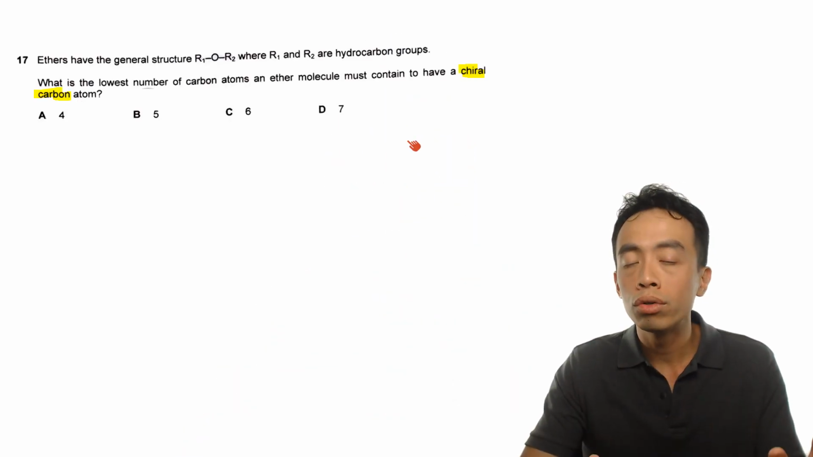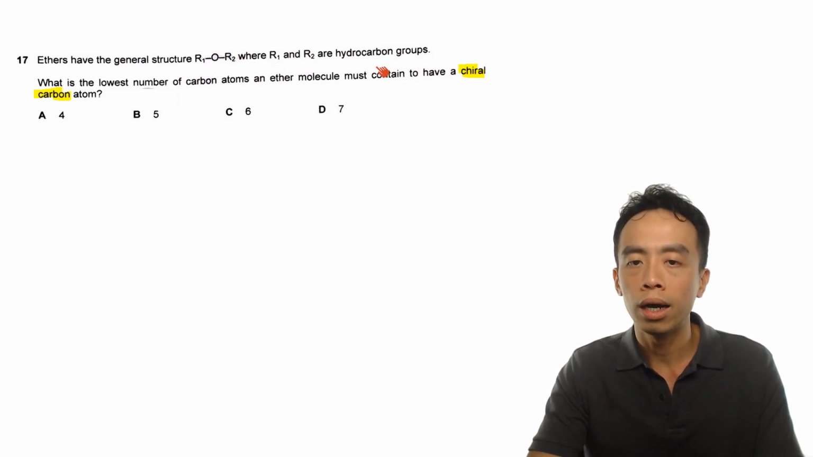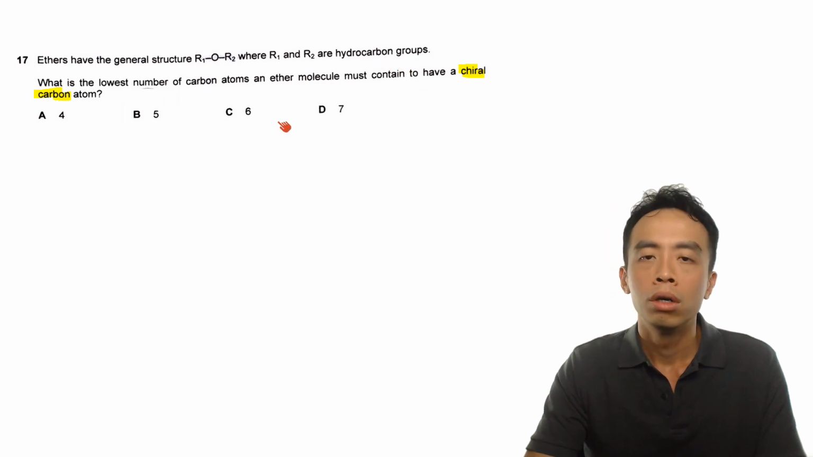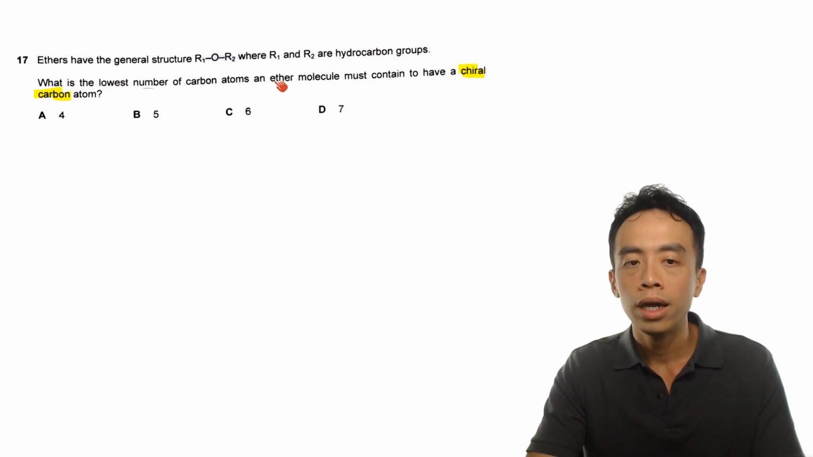Now in this video, we want to go through the suggested solution for 2019 A-Levels H2 Chemistry, Paper 1, Question 17. Now question 17 goes something like this. Ethers have the general structure R1OR2, where R1 and R2 are hydrocarbon groups. So therefore R1 and R2 have to be carbon. So what is the lowest number of carbon atoms an ether molecule must contain to have a chiral carbon atom?